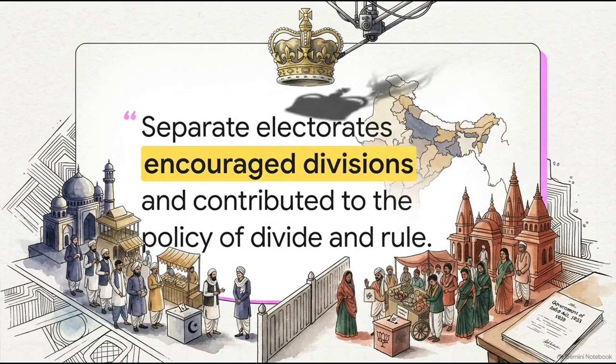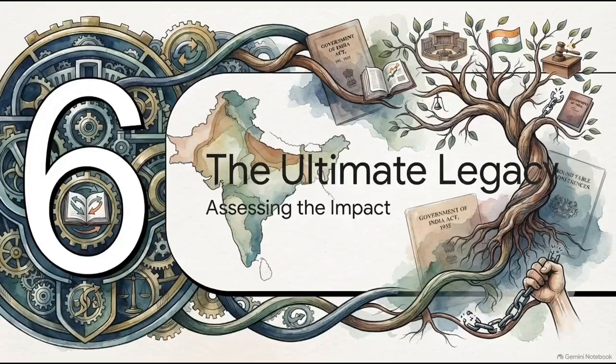And to make things significantly more complicated, the act continued and even extended the deeply controversial system of separate electorates. This meant specific communities only voted for their own specific representatives. Now, the British justified this by saying they were protecting minority rights, but as critics rightly pointed out, it actively fueled communal divisions. It was basically a structural enforcement of the infamous divide and rule policy, ensuring communities stayed politically separated.